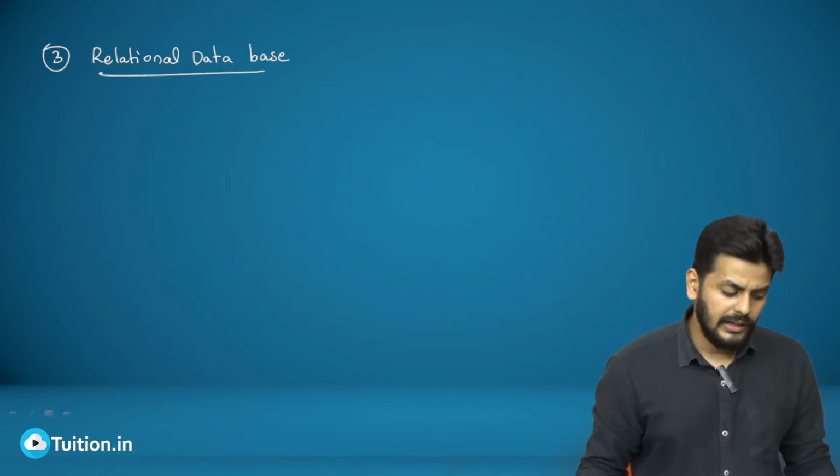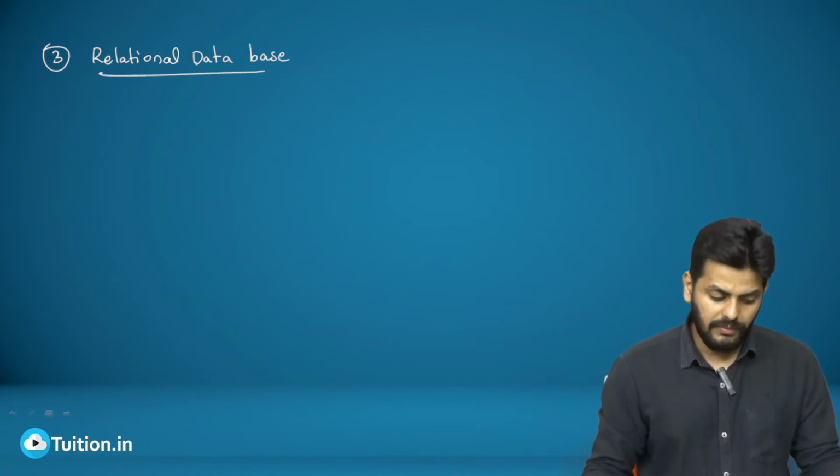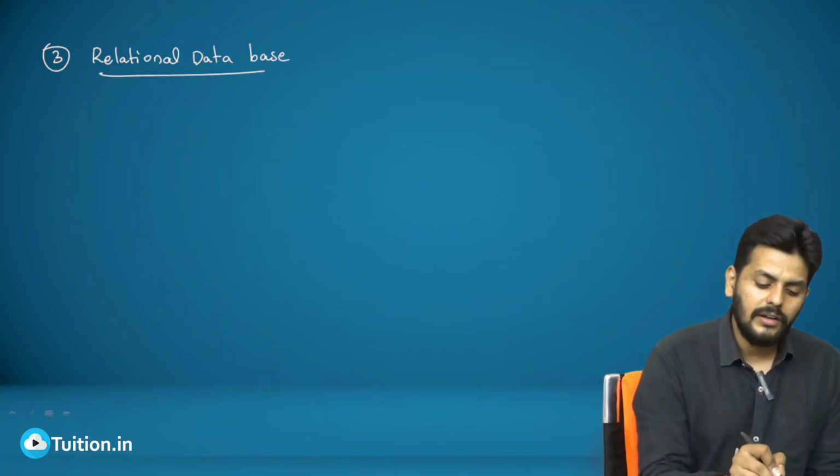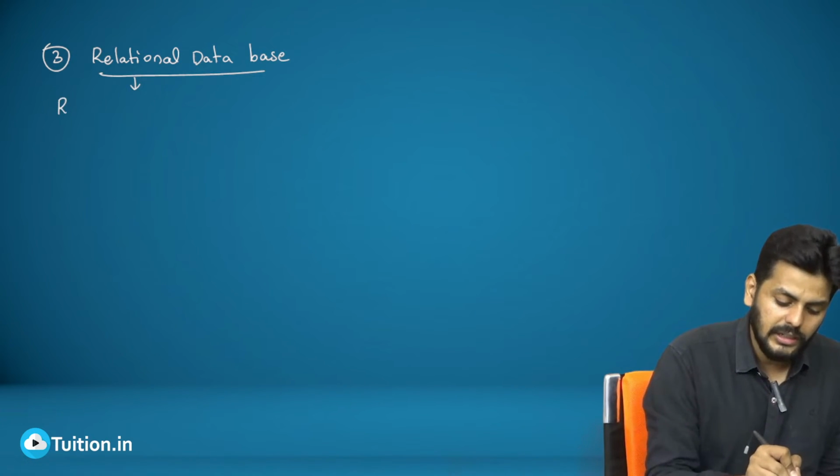Relational database. This is a very, very important part. I want you to closely understand this example, then things become very easy for understanding the relational database. To understand relational database, we need to know three terms.